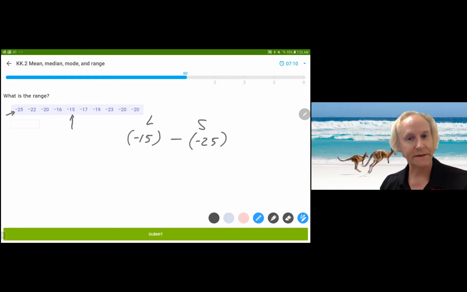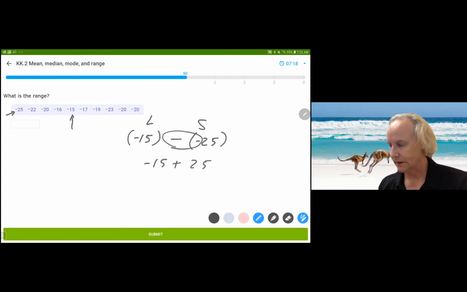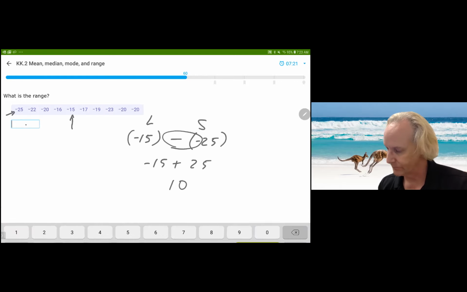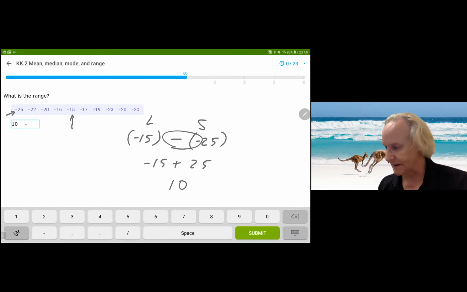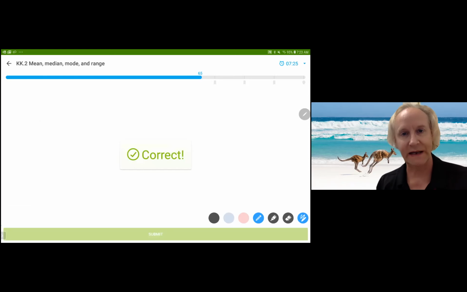And if you think about it, the distance between -15 and -25 is 10. And -15 minus -25, notice I had a double negative there, is 10. So that is my spread. That's how far apart my data goes.